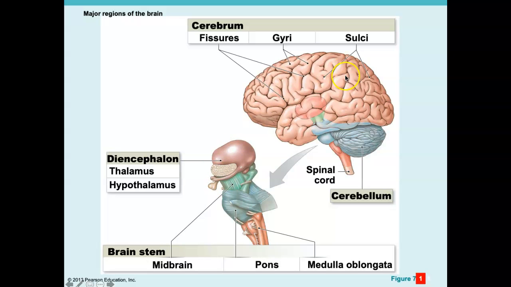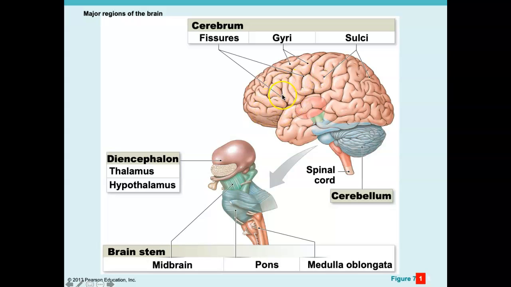hypothalamus. Now, this is the left cerebrum, or the left cerebral hemisphere. And you can see it consists of these convolutions called gyri and shallow folds called sulci and deeper folds called fissures. For example, look at this deep fold here, and that is the lateral fissure.